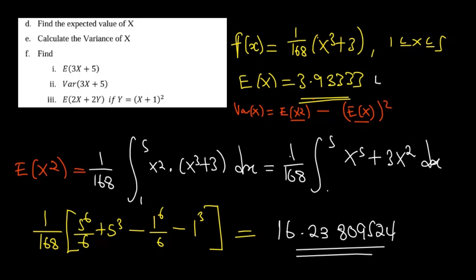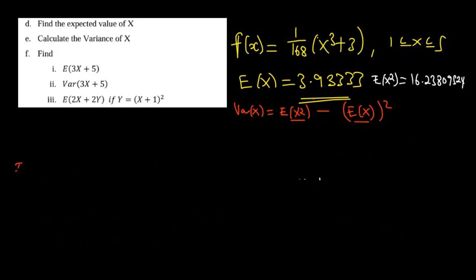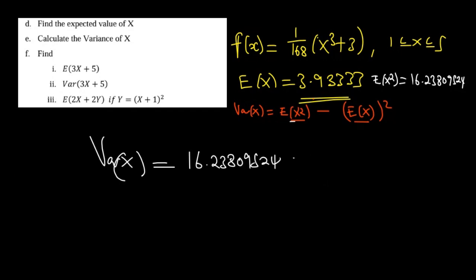So that is my expected value of x squared. So I can put it somewhere here. Expected value of x squared is just 16.23809524. Once we have that, then we are good to go to find the variance. So the variance of x is going to be equal to the expected value of x squared, which is this 16.23809524, minus the expected value of x, and then we square it.